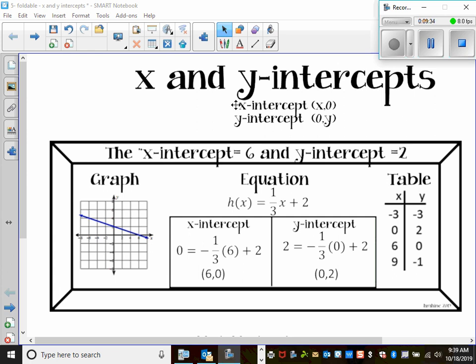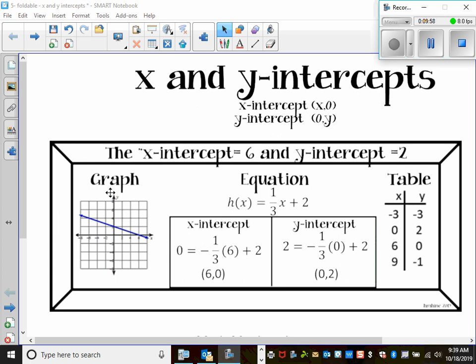Of a function, the 0. All right, now we're going to talk about the y-intercept. So up here it says the x-intercept is where y is 0. So the y-intercept is where x is 0. So it's just the opposite. The only thing is the y-intercept only has one name, y-intercept.